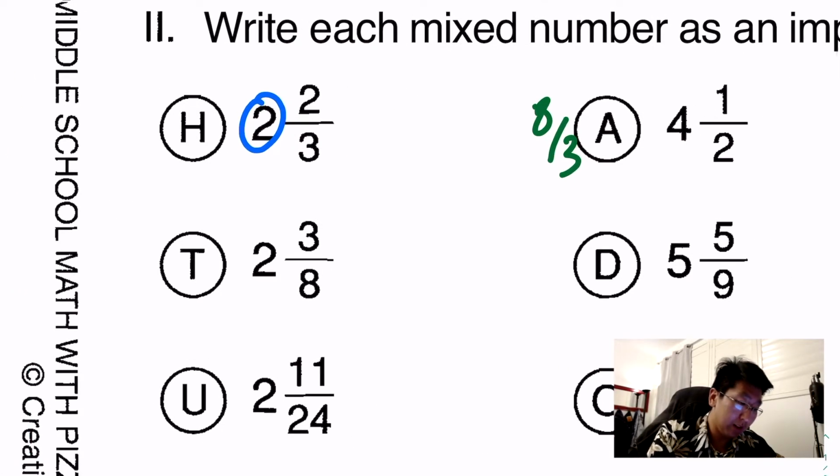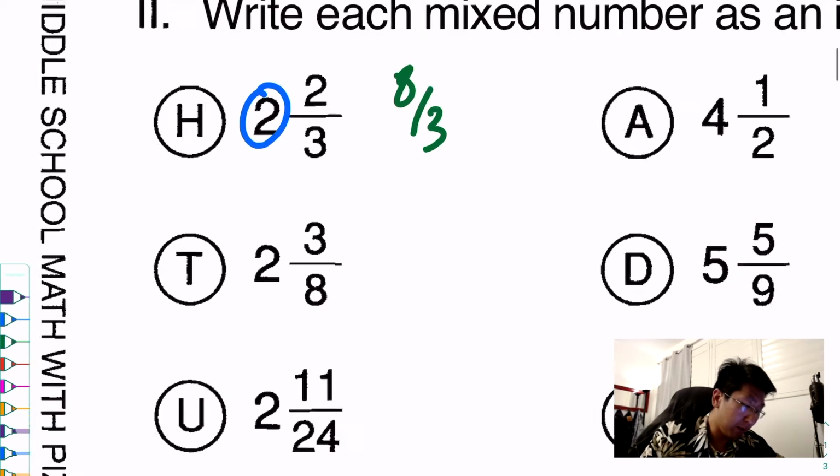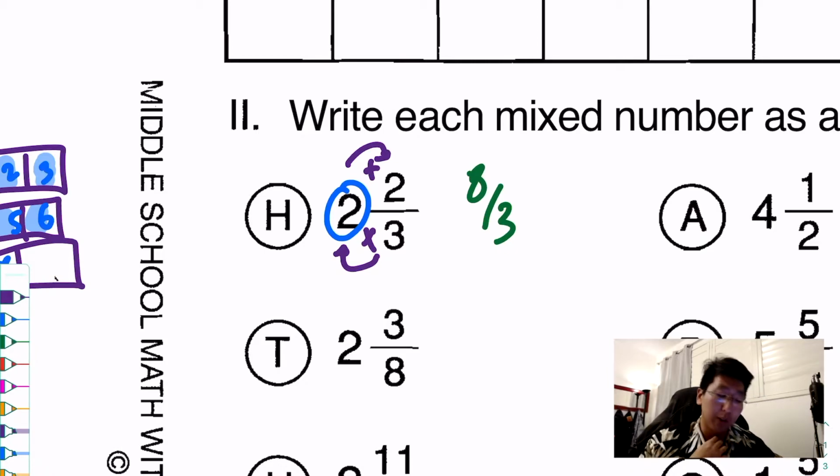So 8/3. Now mathematically, what are we doing? We are going to be multiplying the denominator with the whole number, and then we're going to add the numerator, okay? Let's go ahead and do that again.